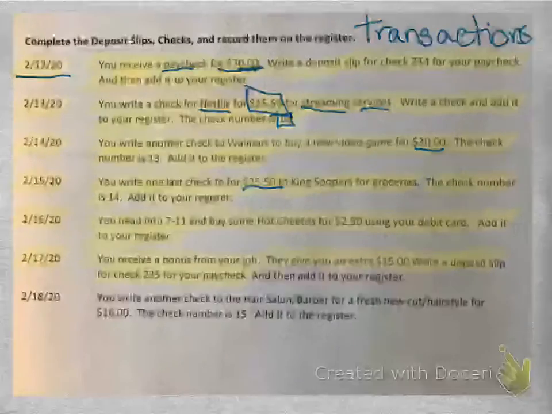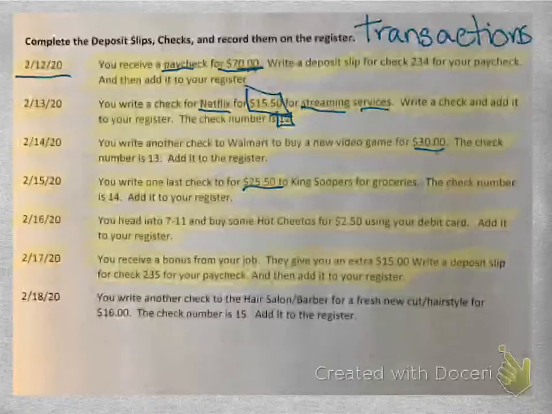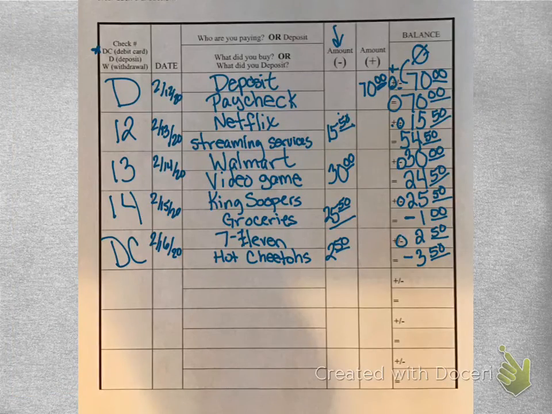We're not going to do that. We did deposit slips in another video. You can check that out. And then add it to your register. We are going to do that part today. So we got a $15 bonus on 2/17. All right, so we're going to deposit again.